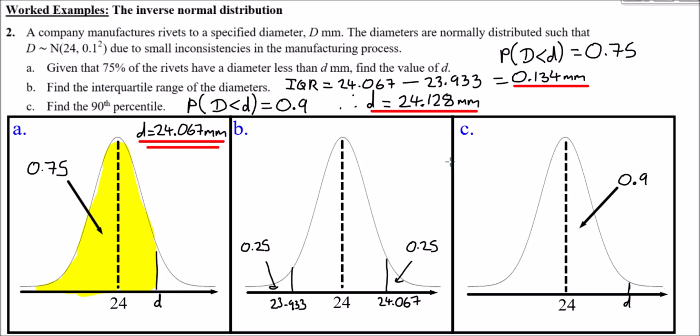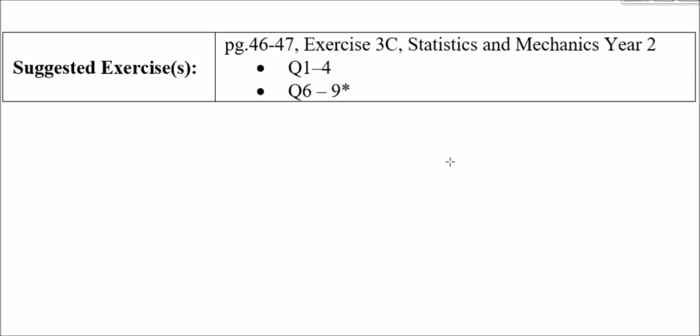So it's now your turn to try some of these. If you turn to page 46 and 47, exercise 3C, try questions 1 to 4 and then 6 through to 9 to get decent at these and used to this inverse process. As ever, each time we do a few questions, check them regularly, make sure you understand them, and if you're not sure, please let me know and leave a comment in the comment section.